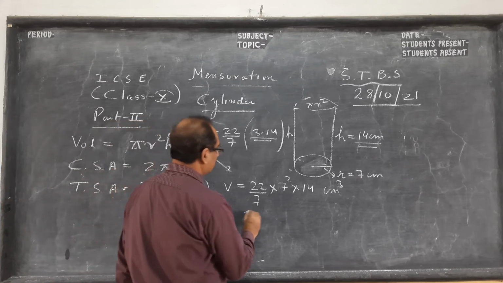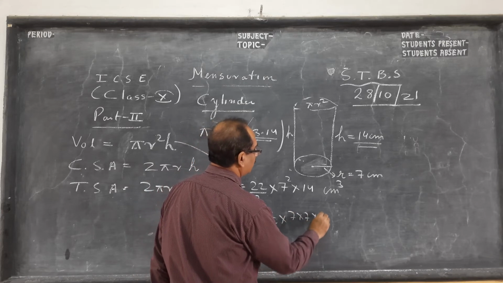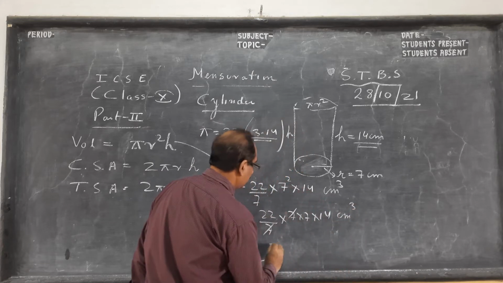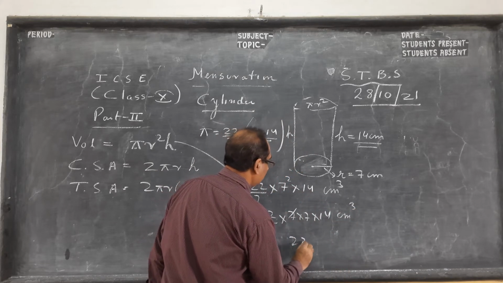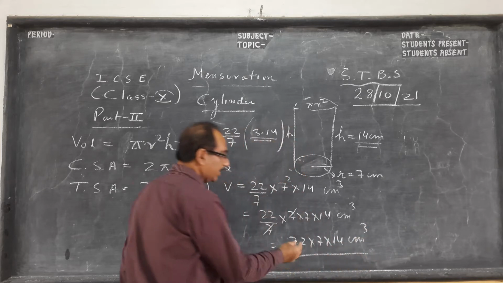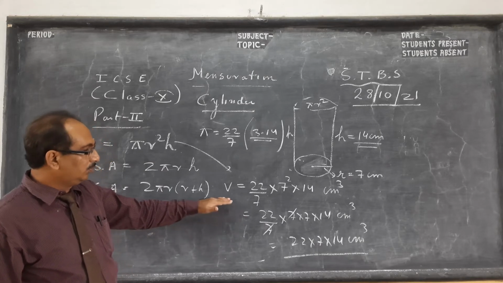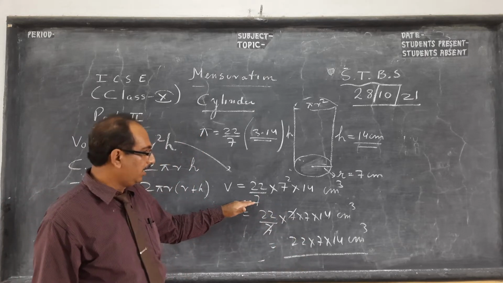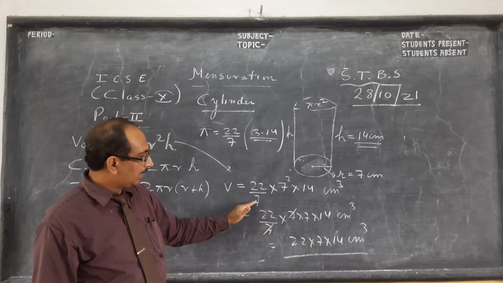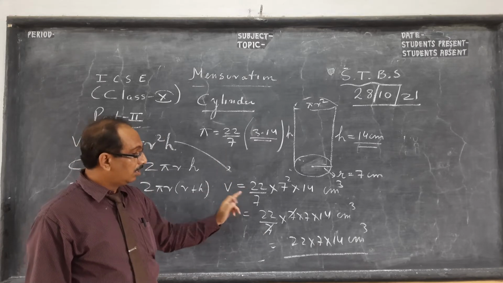So let us cancel: 22 by 7 into 7 into 7 into 14. Cancel this. So you get 22 into 7 into 14 centimeter cube. You can do the multiplication; I am not going over it here to save time. So this will be the volume, pi r square h. I have taken r in such a way that it cancels with the 7 of pi. Remember, this 7 comes from pi.